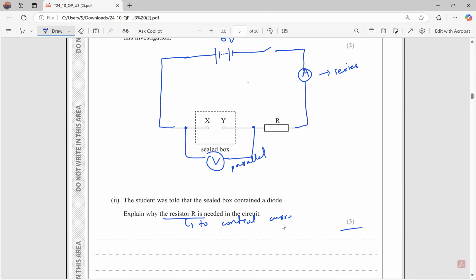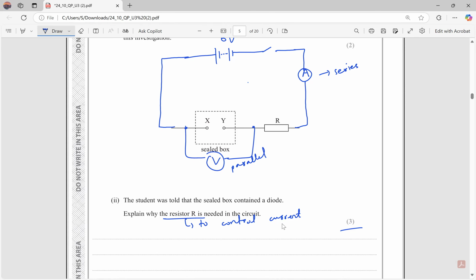So if we have resistors in a circuit, we don't let current reach beyond the allowed value. If current gets too high, it can burn the things inside the circuit. It can damage the components, which we do not want. So that's why we use a resistor.